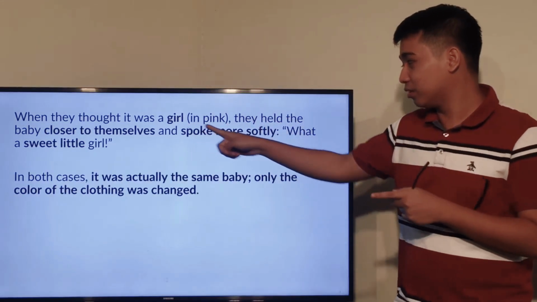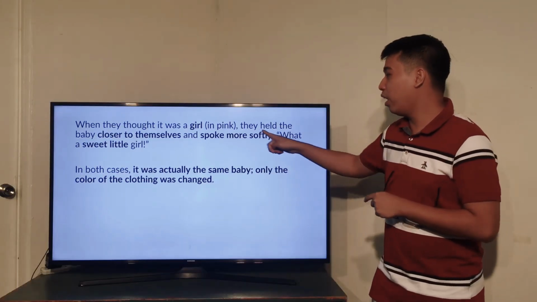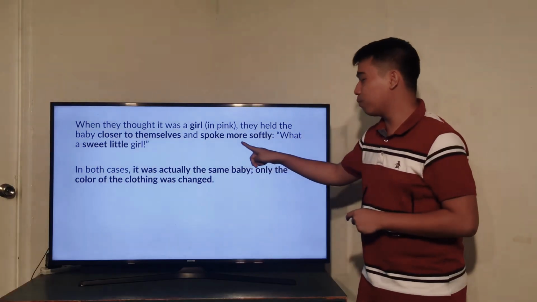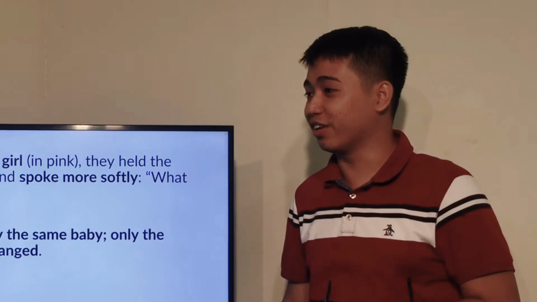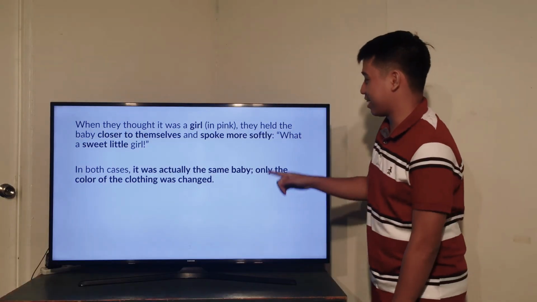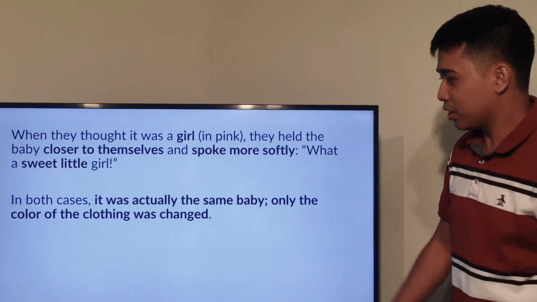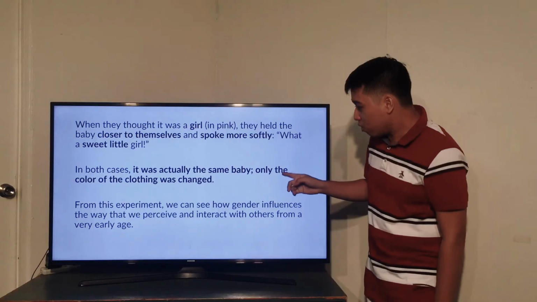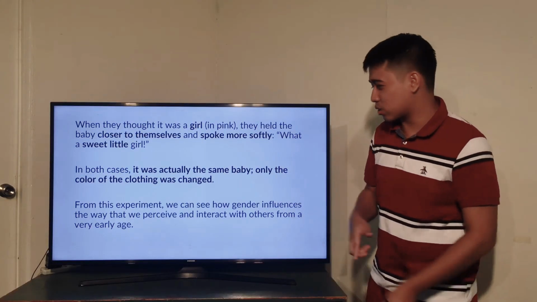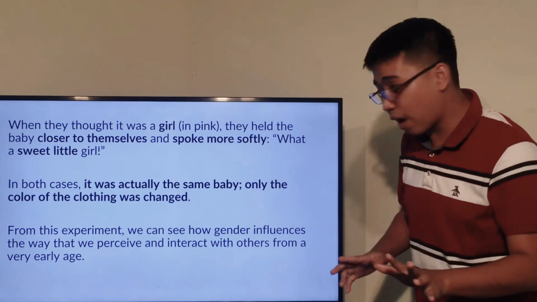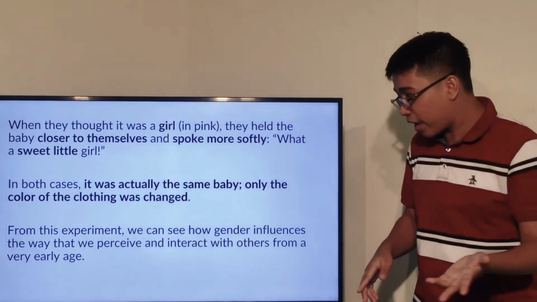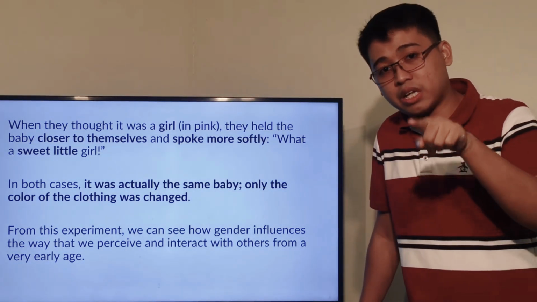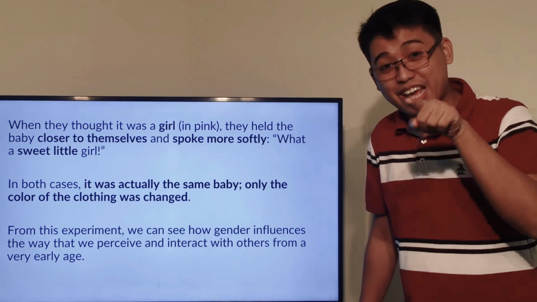When they thought it was a girl, kasi naka-pink, they held the baby closer to themselves, ganyan, and spoke more softly. What a sweet little girl. So, in both cases, it was actually the same baby. Yung sinasabi ko kanina. Only the color of the clothing was changed. So, from this experiment, we can see now how gender influences the way that we perceive and interact with others at a very early age.